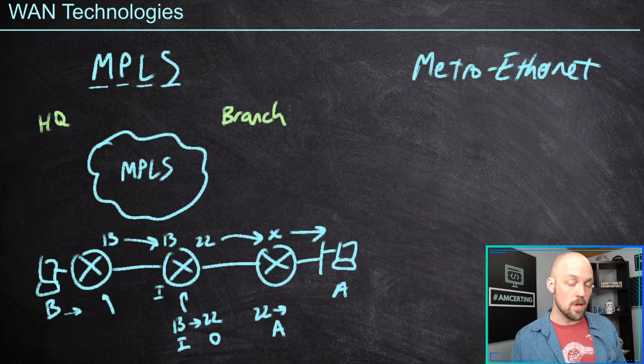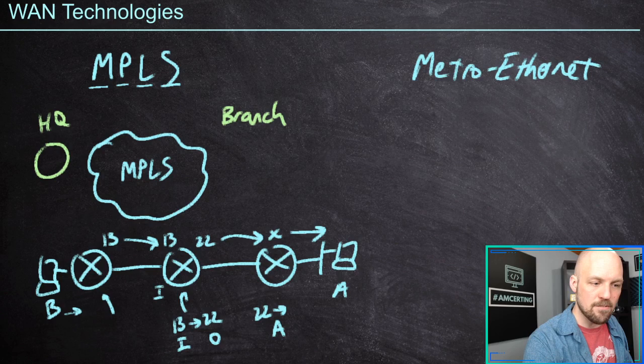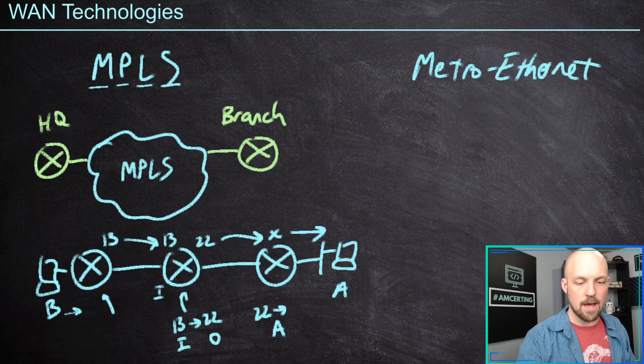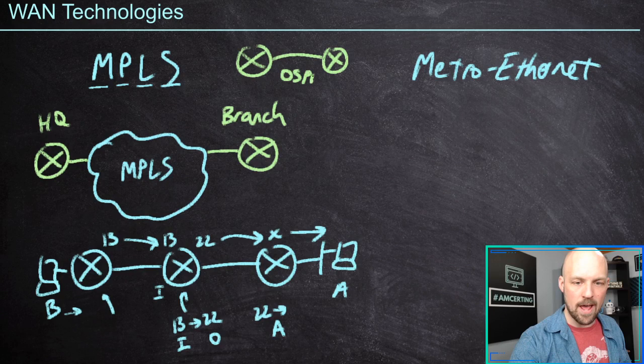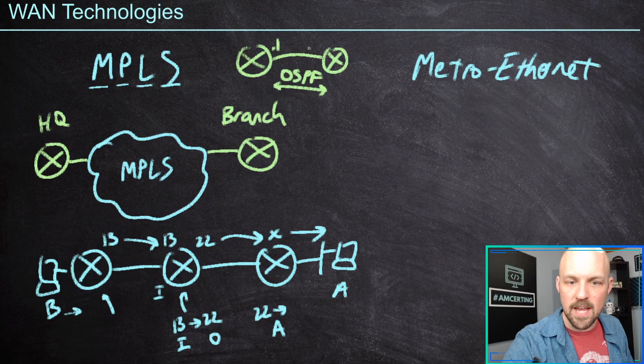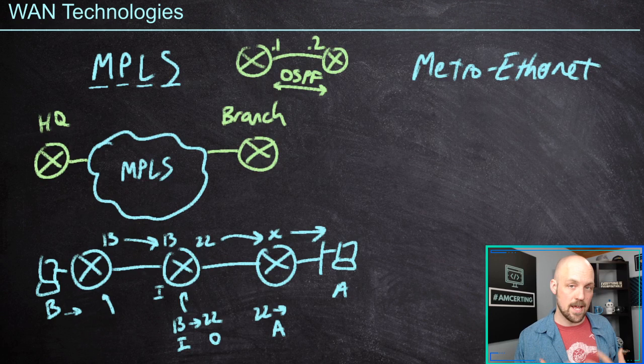And so I'm going to have a router here in HQ that connects in. I'm going to have a router here that connects in at my branch site. What's cool about a T1 is that these routers look like they're directly connected to each other. So I can run OSPF or what have you directly over this link, and life is good. I can have .1 on this side and .2 on that side. So those two routers can ping and see each other just fine on a traditional serial connection.